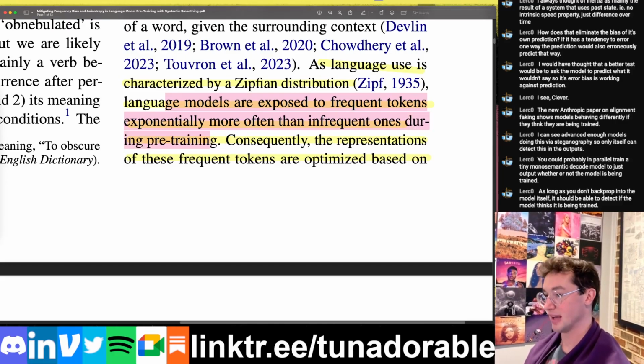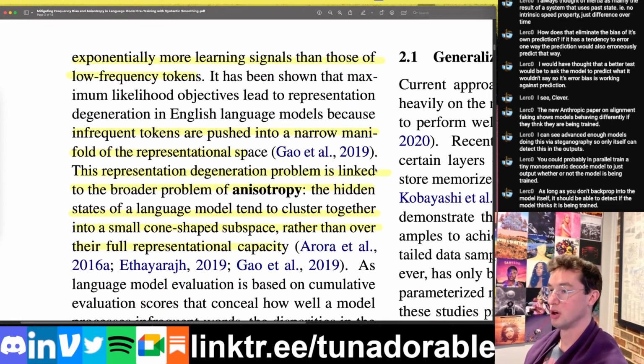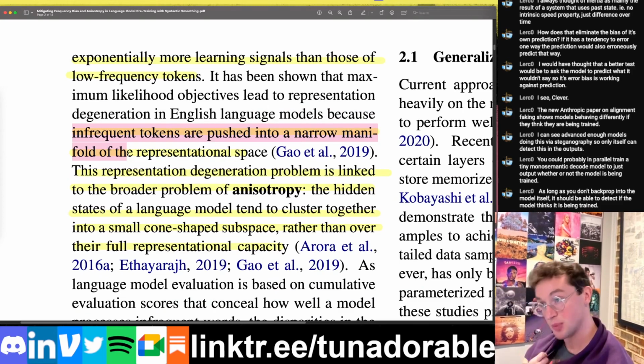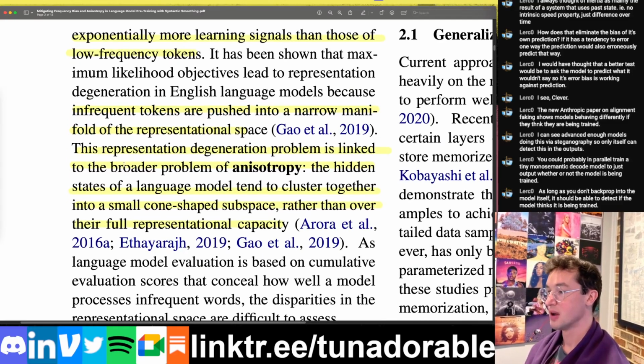It could be the case that frequent tokens are just 10% more common than infrequent tokens, but no, language is such that rare ones are exponentially rare, right? Consequently, the representations of these frequent tokens are optimized based on exponentially more learning signals than those of low frequency tokens. Infrequent tokens are pushed into a narrow manifold of representational space, right? So actually, all tokens are pushed into a relatively small manifold.